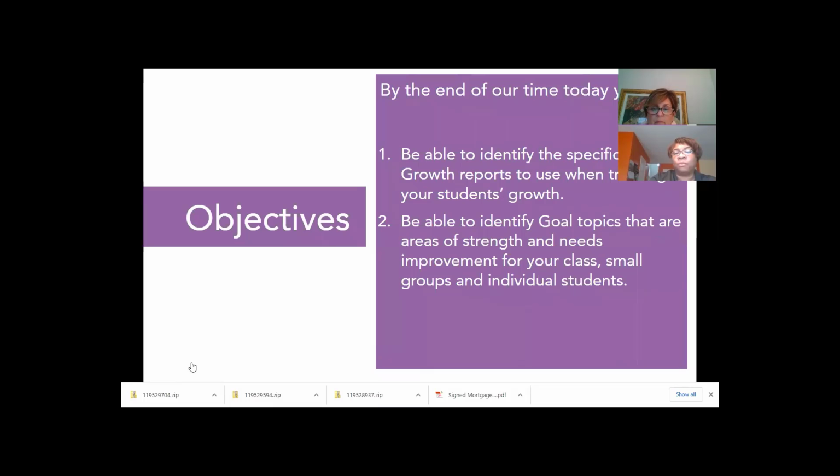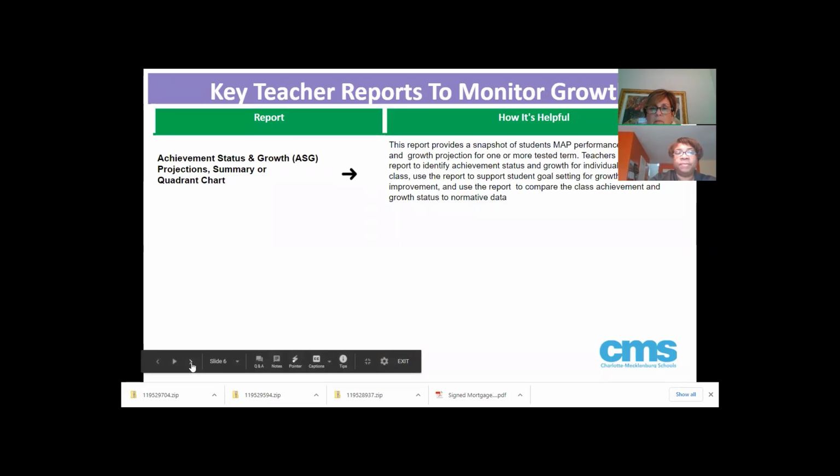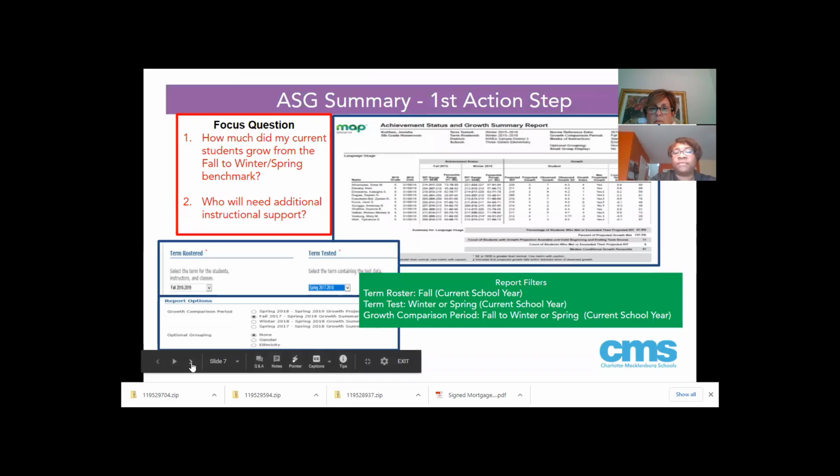We're going to look at one particular report, but there are two views to this report. It is the Achievement, Status, and Growth report. In that report, we're going to identify which report to track growth, and we're going to identify the topics and the strengths of our student growth in those topics. So let's jump in. The report is the Achievement, Status, and Growth. You can get the projection, the summary, or the quadrant view. We're going to look at the summary view and the quadrant view this morning.